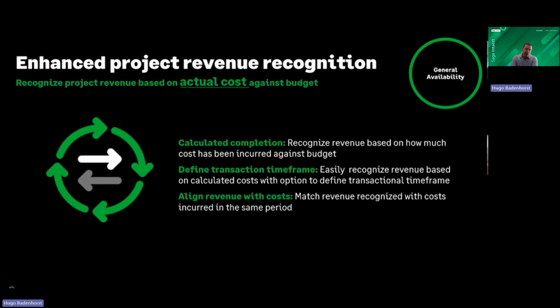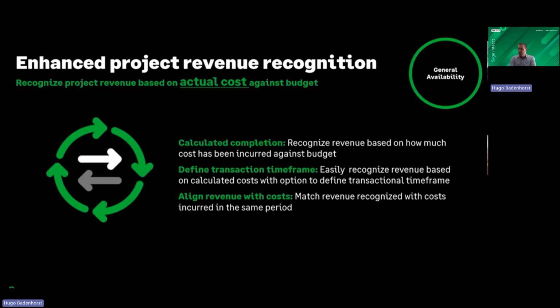So they have changed this a bit. I haven't actually done anything on mine, but it is generally available. So the idea there is to base your revenue recognition on actual cost. So there's 3 methods there. It's completion. So if it's actually on the completed way. So any cost that's incurred against the budget, the revenue portion associated to that can then be calculated and recognized.